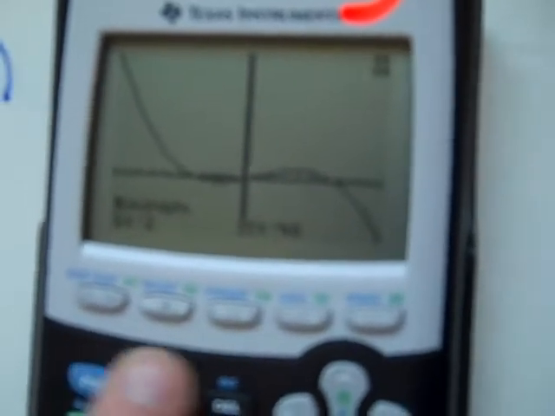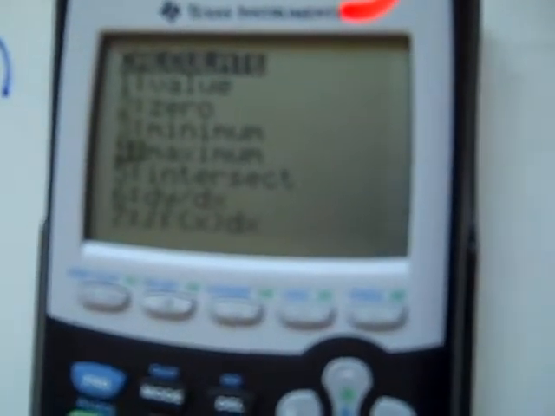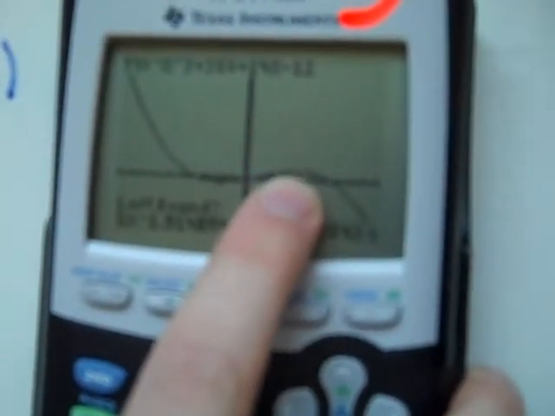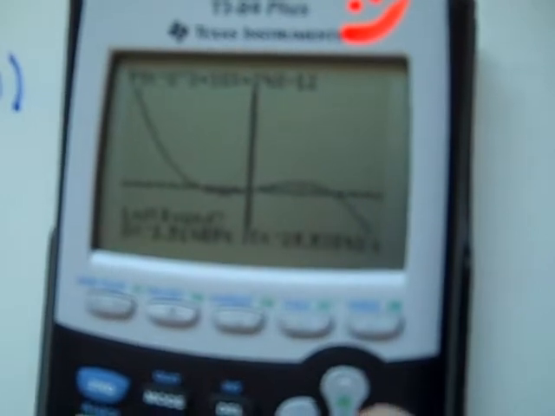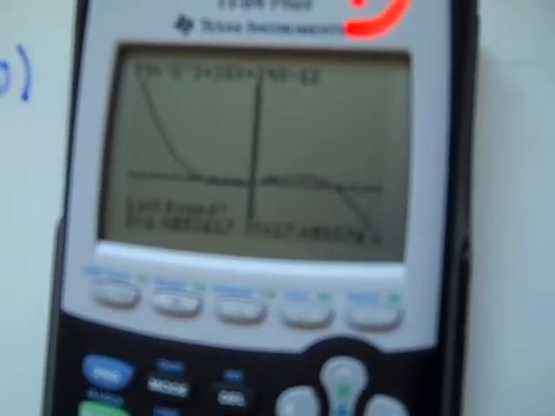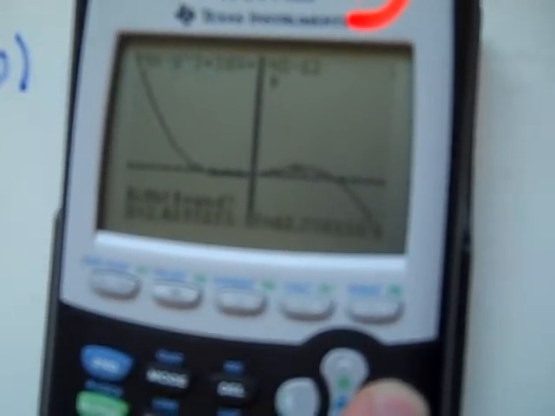Next, we're going to find the relative maximum. Again, go to second trace, which is calc, and then go down this time to number 4 to maximum. And we know our maximum is right somewhere in here. So the left bound, move your cursor to the left of it, so right there, enter. Anywhere on the graph is perfectly fine as long as it's to the left.